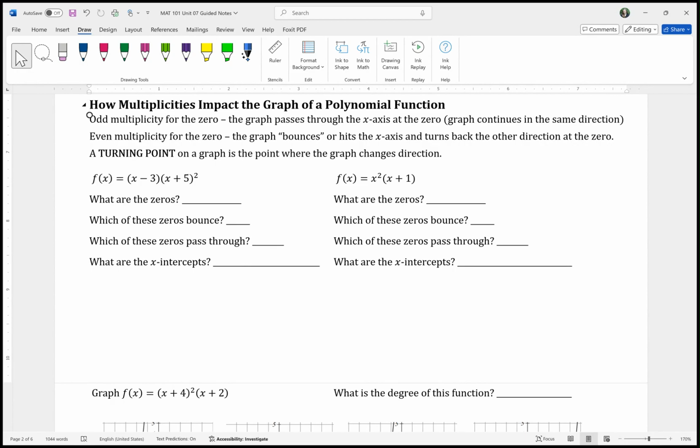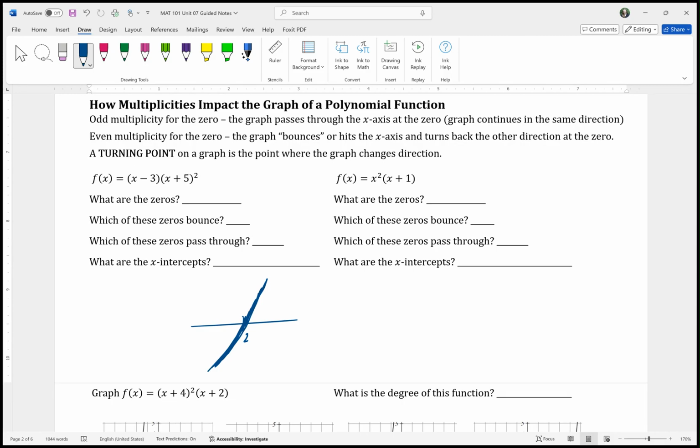So if you have a factor that has an odd multiplicity, again, remember that's the exponent for that factor, then that means the graph is going to just pass through. This function is just going to pass through the x-axis at the 0. So it just continues on in the same direction. A quick example of this: if this is the x-axis and let's say this is the 0, let's say 2. We're just using this as a quick example. Then if the function is coming along like this and it gets to 2, it's just going to keep going. It would be a smooth curve here. Okay, so it would just continue to go through.